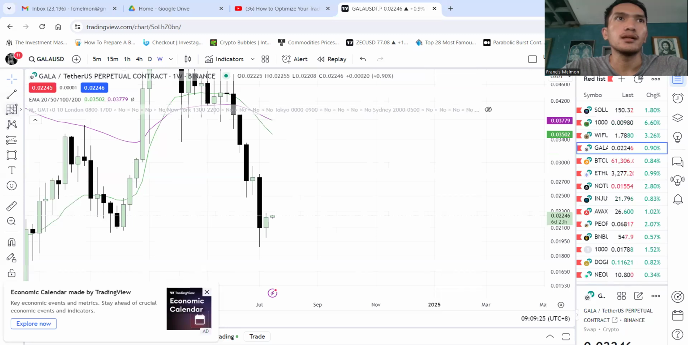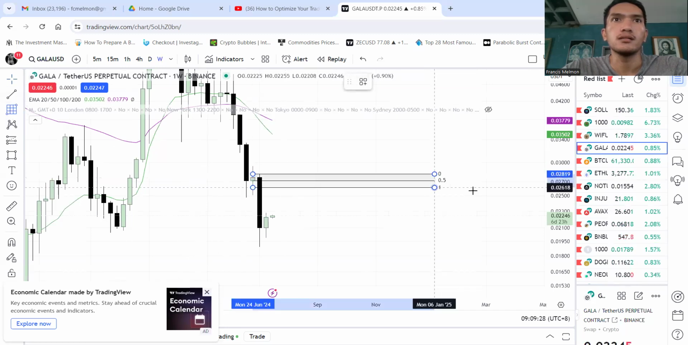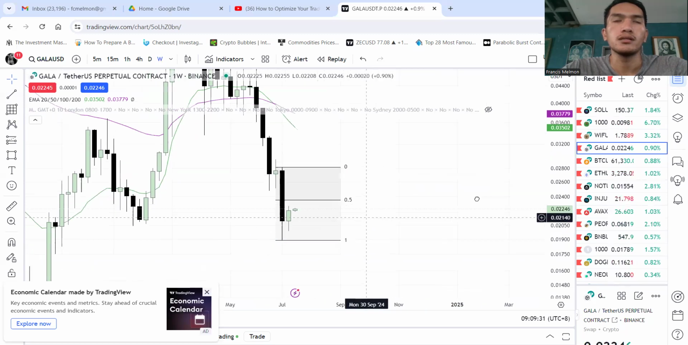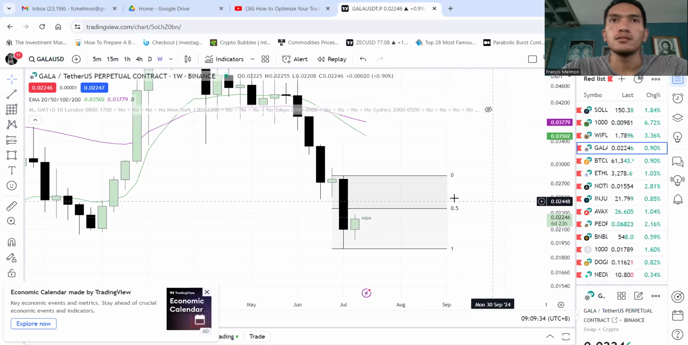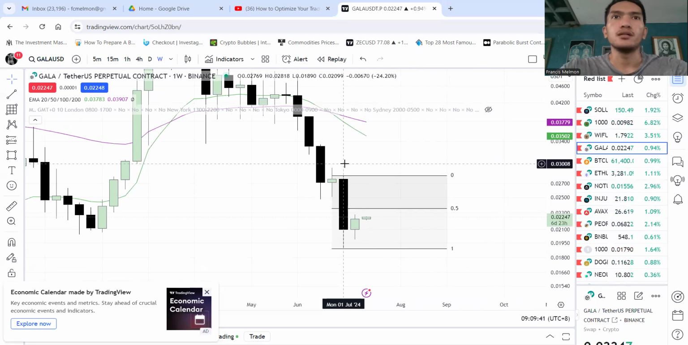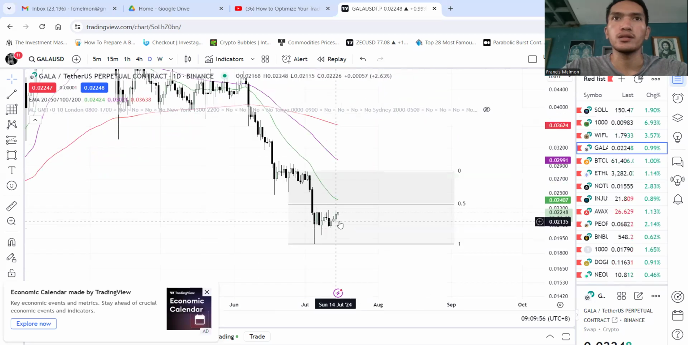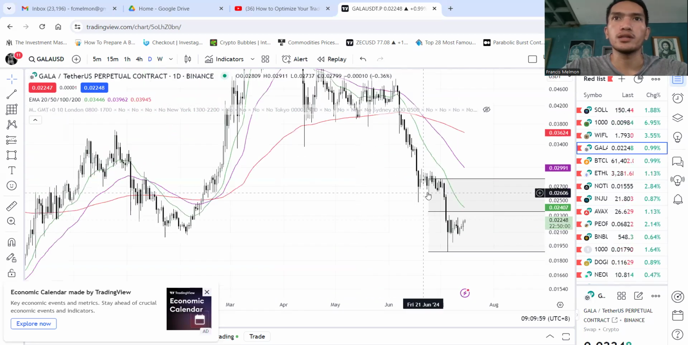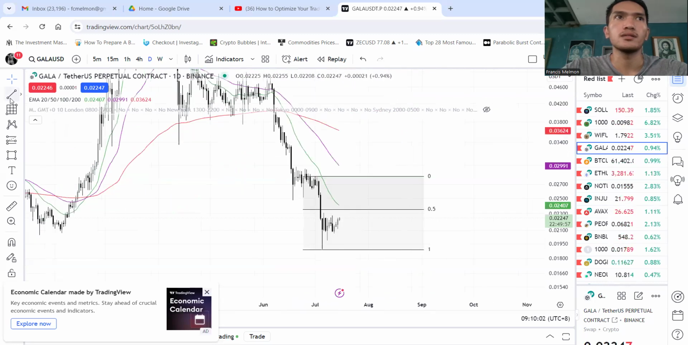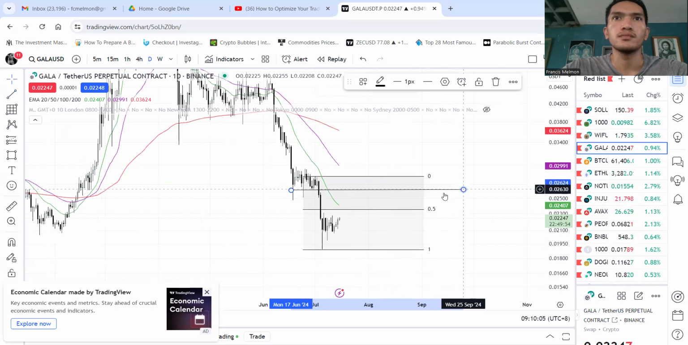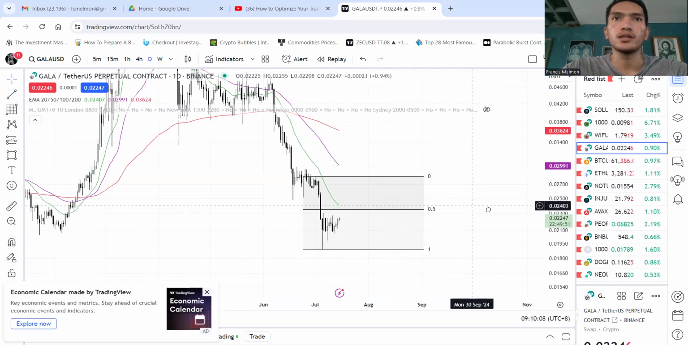Okay, for the Gala, we are currently... so the first week of July has a bearish closing candle, and we have an inside candle for the second week, and for the third week, as you can see, we are in a discount, so we might retest this resistance. Might retest the resistance.